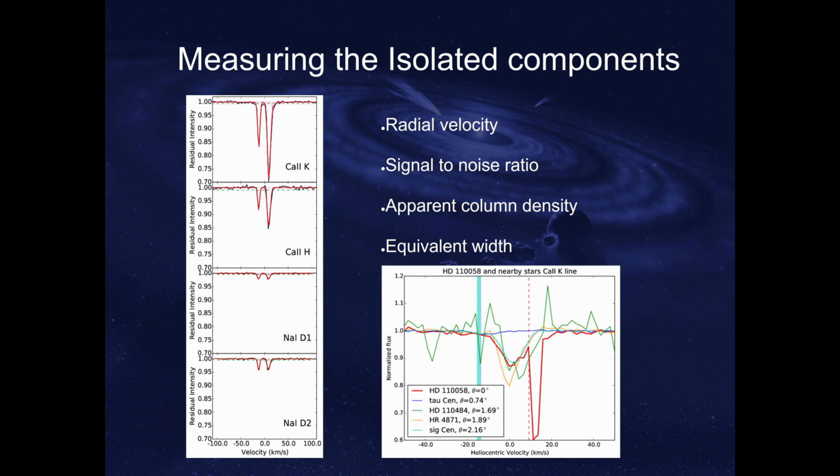So I isolate these narrow components. I model the photospheric part of the line and I isolate these narrow features to study them and measure their parameters, like the radial velocity to know if it's close to the radial velocity of the star, their signal-to-noise ratio, density, equivalent width, to know about the composition, if it's heavier on calcium or sodium. And in addition, I analyze all the stars in the neighborhood surrounding my target, because if there's an interstellar cloud in front of all these stars, it's going to produce an absorption in all of them. So I study the neighborhood.